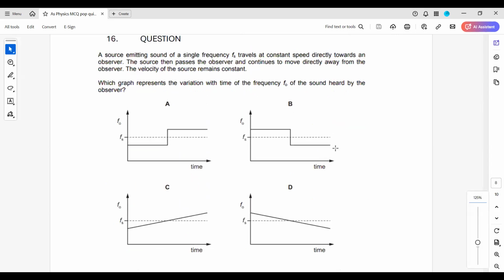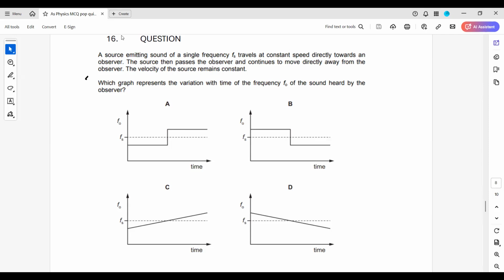Question 16 is related to the Doppler effect. What is the Doppler effect? It is a relative change in the frequency when the source or the observer is moving. If they are moving towards each other, the frequency heard will be higher. If they are moving away from each other, the frequency heard, like the number of waves received, will be less, and the wavelength will be longer.